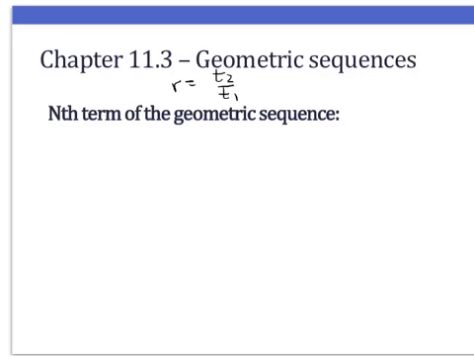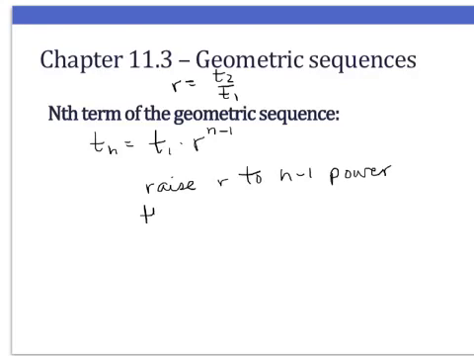Now to find a specific term in a geometric sequence, we'll have Tn, the nth term, equal to the first term times the ratio to the n minus 1. Now, if you remember from PEMDAS, order of operations, you cannot multiply the first term and the ratio and then raise it to the power. You're going to raise r to the n minus 1 power first, then multiply by T1.